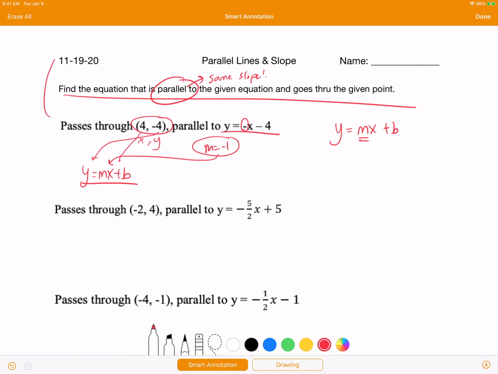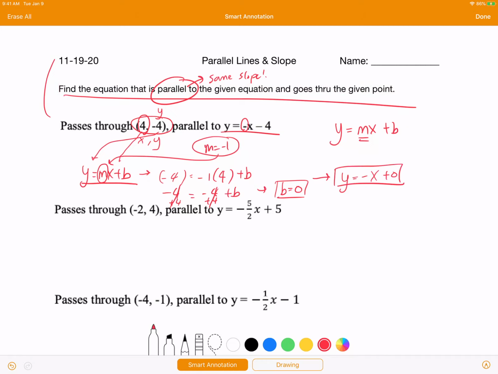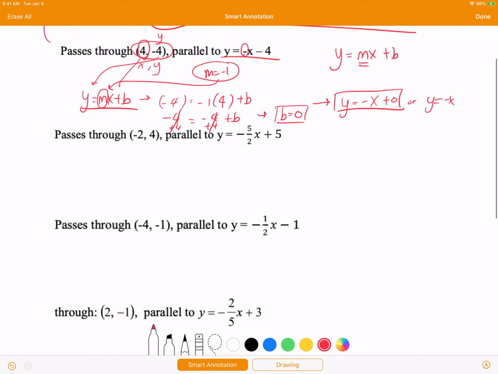My x and my y, I'm going to plug it in as so. So I get negative 4, because that's my y coordinate, is equal to negative 1 for my slope, which is m, times positive 4, which is your x value, plus b. Negative 4 is equal to negative 4 plus b. And when you add the 4 to both sides of the equation, they both cancel out. So what does that mean? B value simply becomes 0. So my equation of the line will be y equals negative x plus 0. Or you can just leave it as y equals negative x. It does not matter.